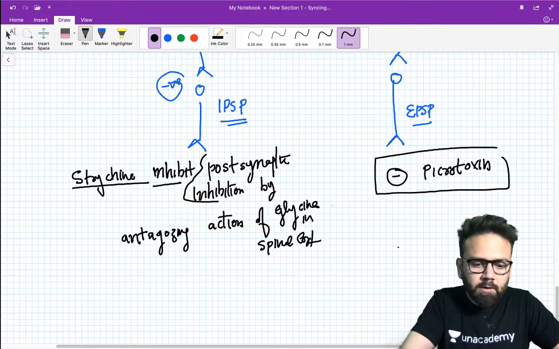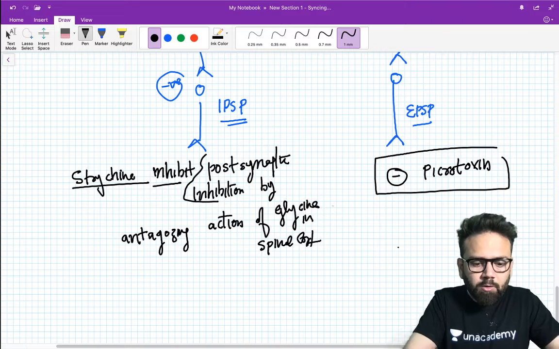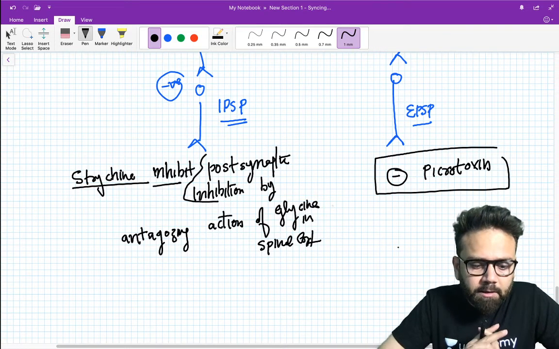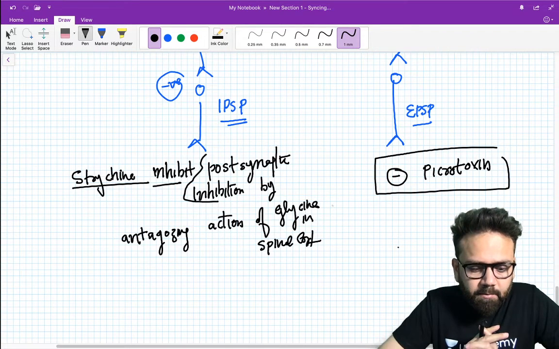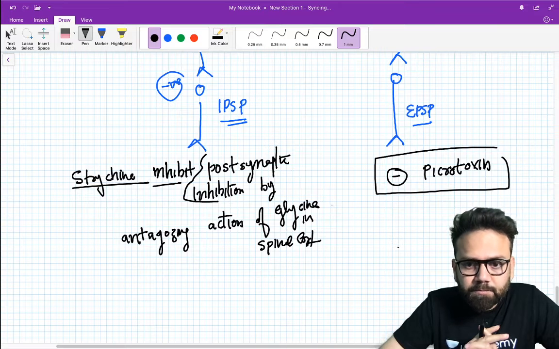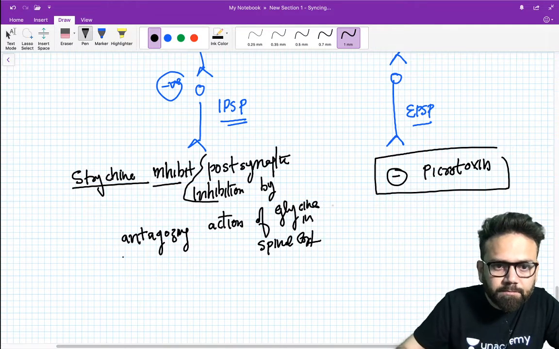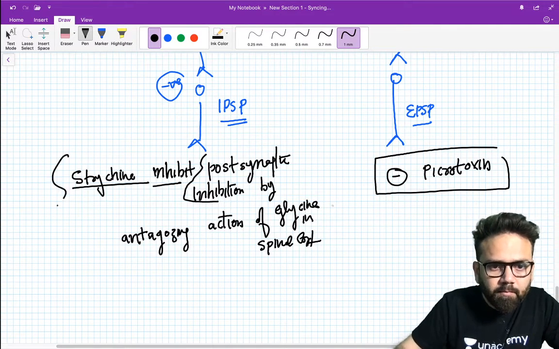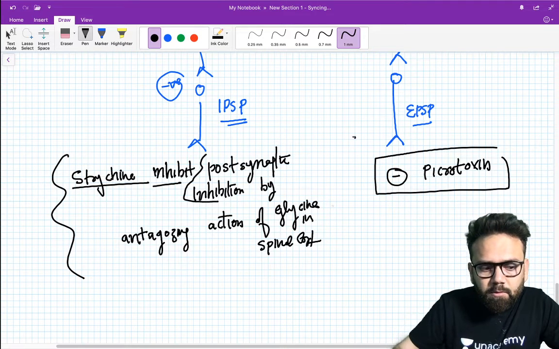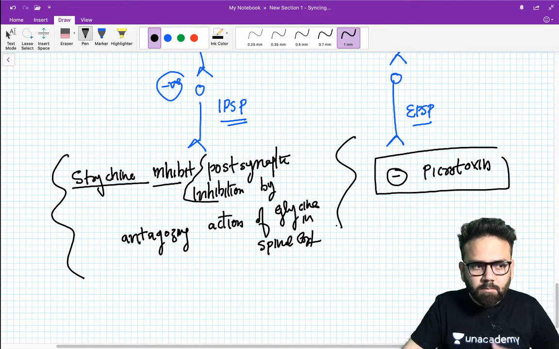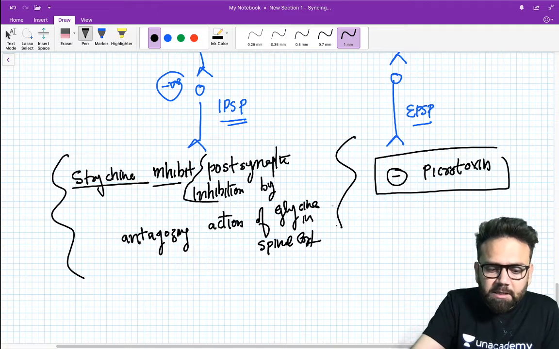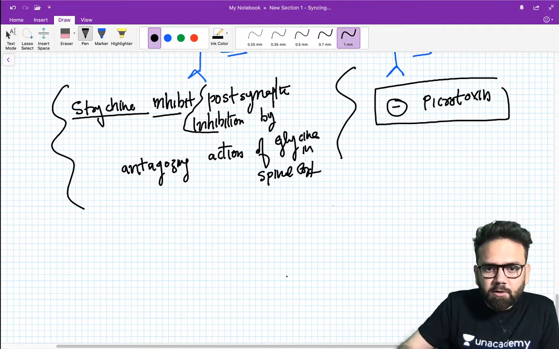So yes, you can comment in the chat box. Is this okay or not? Okay. Is this okay? Now, what about Renshaw cells? Which is an example of Renshaw cell inhibition?